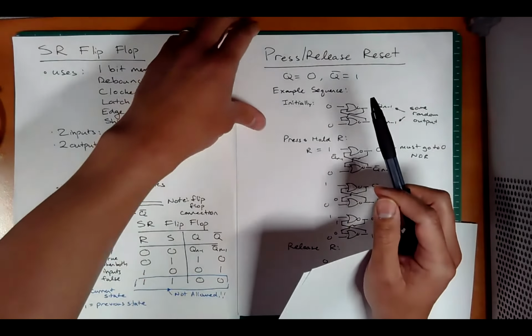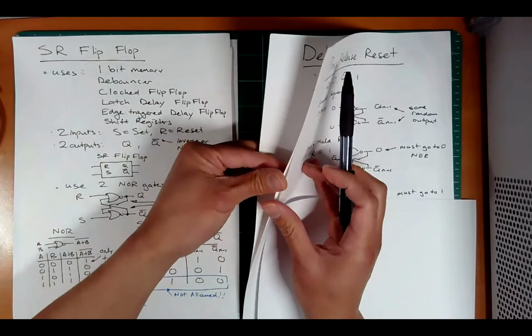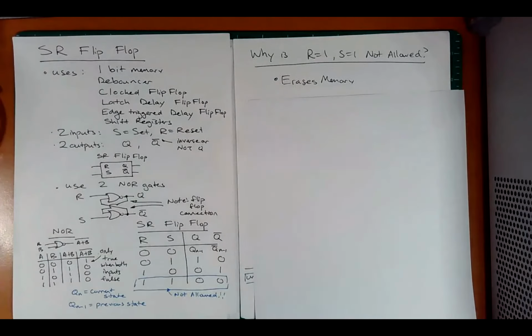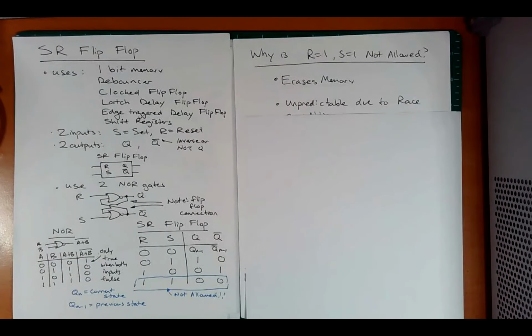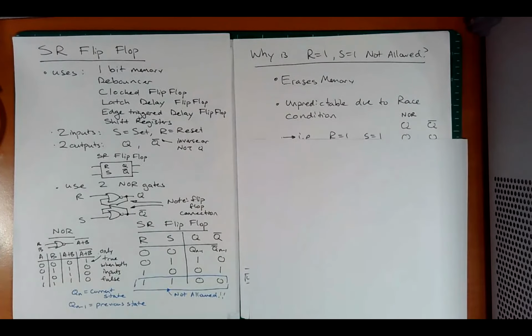But what about this not allowed state? So I'm going to move this over. Okay, so one problem is, like we said, it erases memory, right? And it's unpredictable due to what we call a race condition, right? So let's see an example of that.